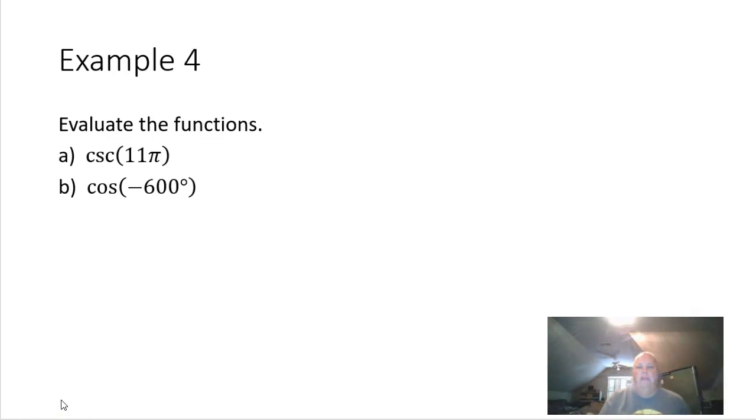All right, example 4, we're going to evaluate the functions. And these angles are not on the unit circle, so we're going to find a coterminal angle with these angles that does fall on the unit circle. So for A, if we draw the picture, all right, this is going to give me pi, 2 pi, 3 pi, 4 pi, 5 pi, 6 pi, 7 pi, 8 pi, 9 pi, 10 pi, 11 pi. That means this is coterminal, and it will give me the same answer as the cosecant of pi.